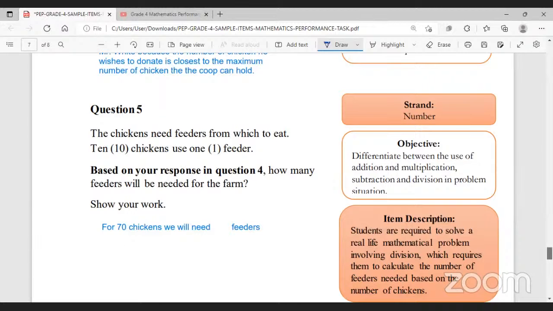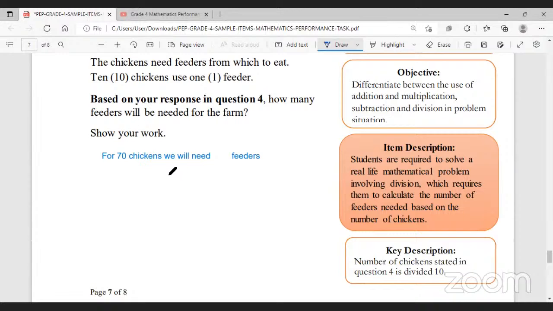So we could actually draw a little table here. It's whichever option works for you. And I'm going to put the or again here. We could simply just say that if it's 70 chickens, we could divide 70 by 10. And clearly we know that 70 divided by 10 is 7. That's short division. 7 times 10 will give you 70. So we know that the answer is 7 feeders.